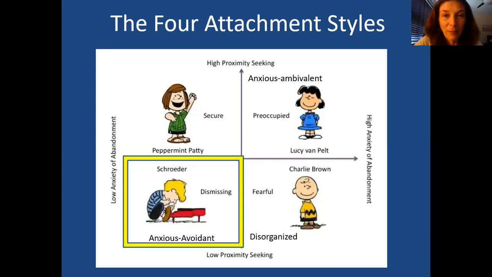So far in my other two videos, we talked about secure attachment and anxious ambivalent attachment. Today we're going to focus on anxious avoidant attachment or dismissing. If you look at the poles here, the axes, they're low proximity seeking, which means that they don't really seek out people so much, and also have a low anxiety of abandonment. So if someone leaves, they're less concerned about it, at least on a conscious level, okay?